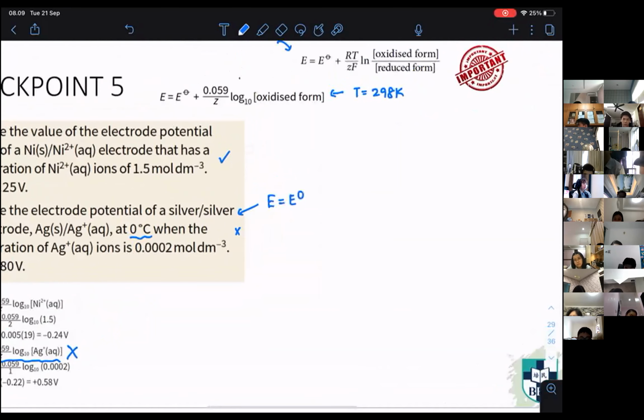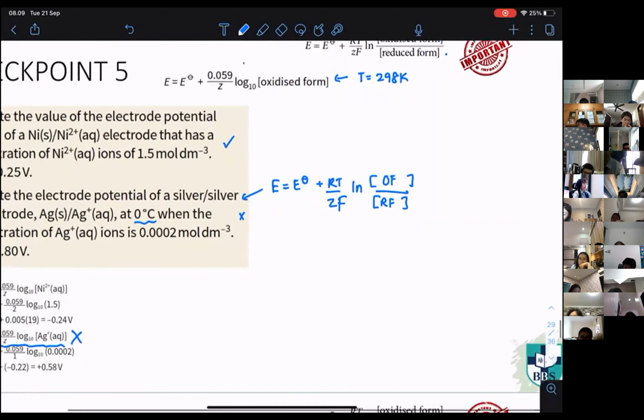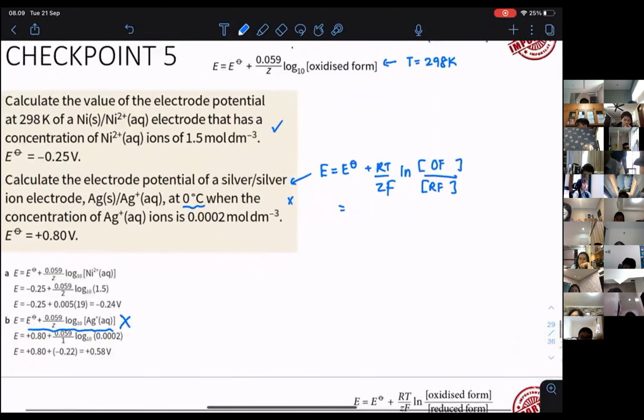E equals E standard plus RT over zF, ln, and then the oxidized form, I just put OF, and then the reduced form, I put RF. If you don't know, this is left, this is going to be right. So here I put in the E value, 0.8, plus R is going to be 8.314. You check your data booklet. We will follow the value in the data booklet. If it is 8.314, we use 8.314. If it is 8.31, then we use 8.31.